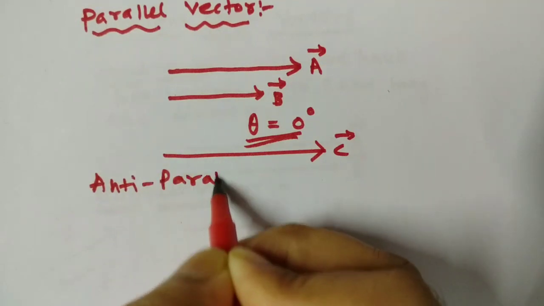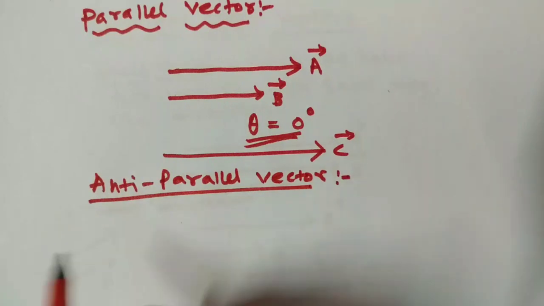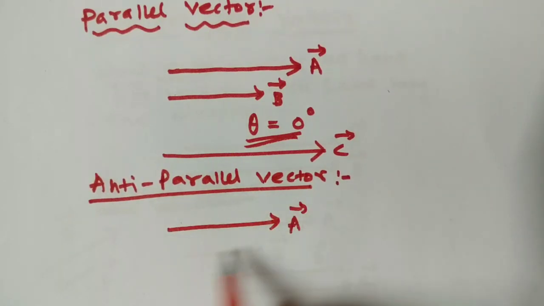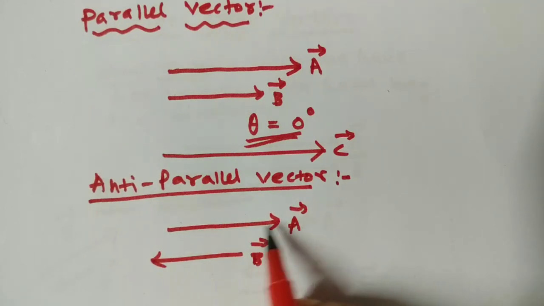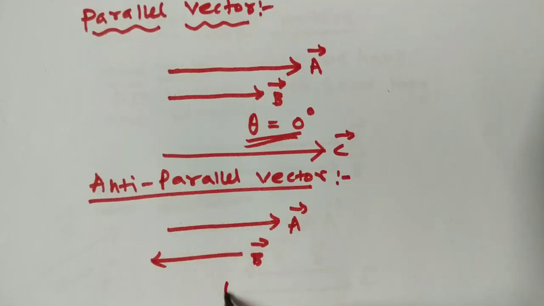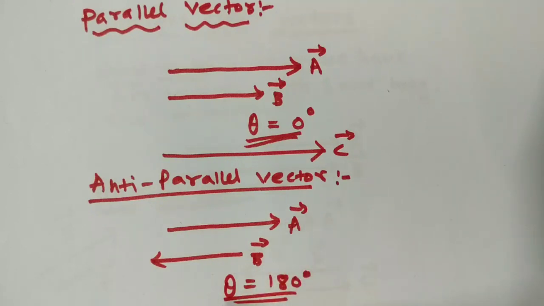So what is anti-parallel vector? Let's see. So anti-parallel vector means suppose we have a vector a and we have another vector, say b. Okay, so here you can see that this a vector and b vector, magnitude wise they are different, but the angle between them is 180 degree, right? So here these two vectors, a vector and b vector, are called anti-parallel vectors.